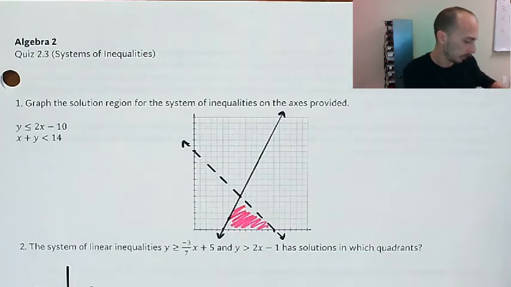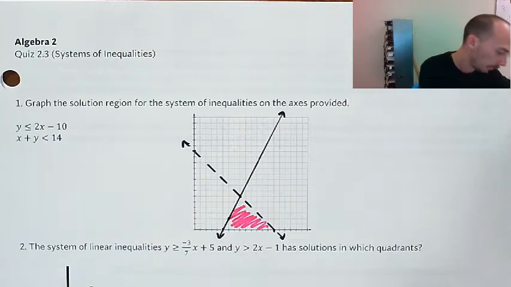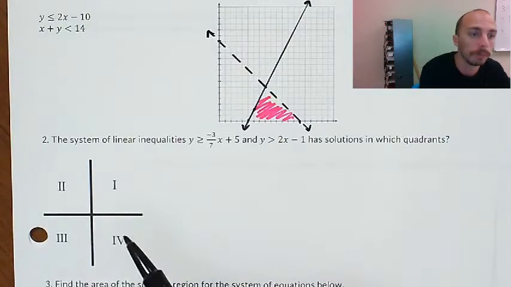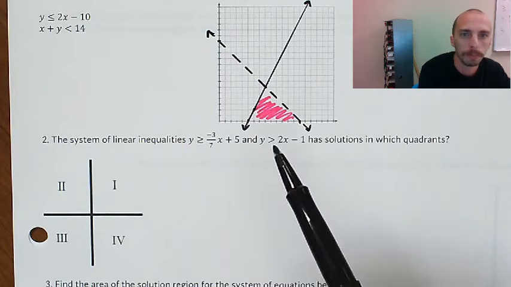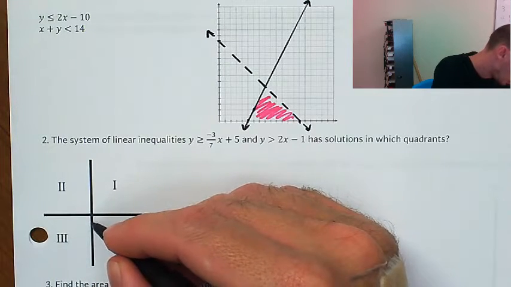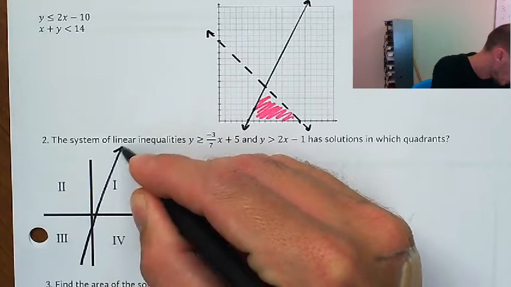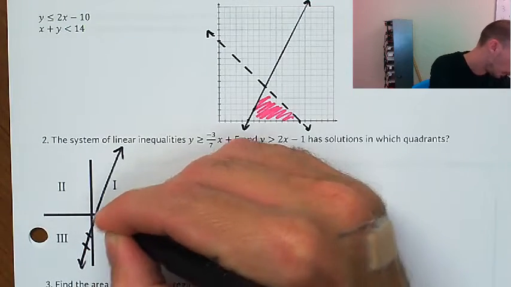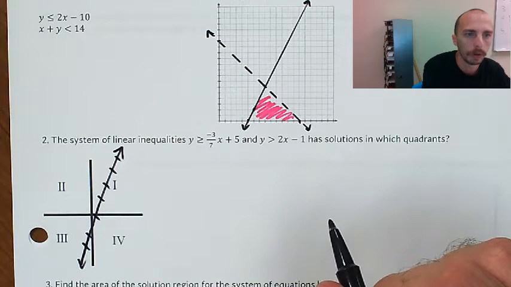Okay, now the system of linear inequalities, y is greater than or equal to negative 3/7 x plus 5, and y is greater than 2x minus 1. Which quadrants have solutions? To make it easiest to see, I'm going to say, positive slope, negative y-intercept, the positive slope is pretty steep. And the y-intercept is pretty close to 0, so I'm going to just draw it like that. And I know it's supposed to be dotted, or dashed.